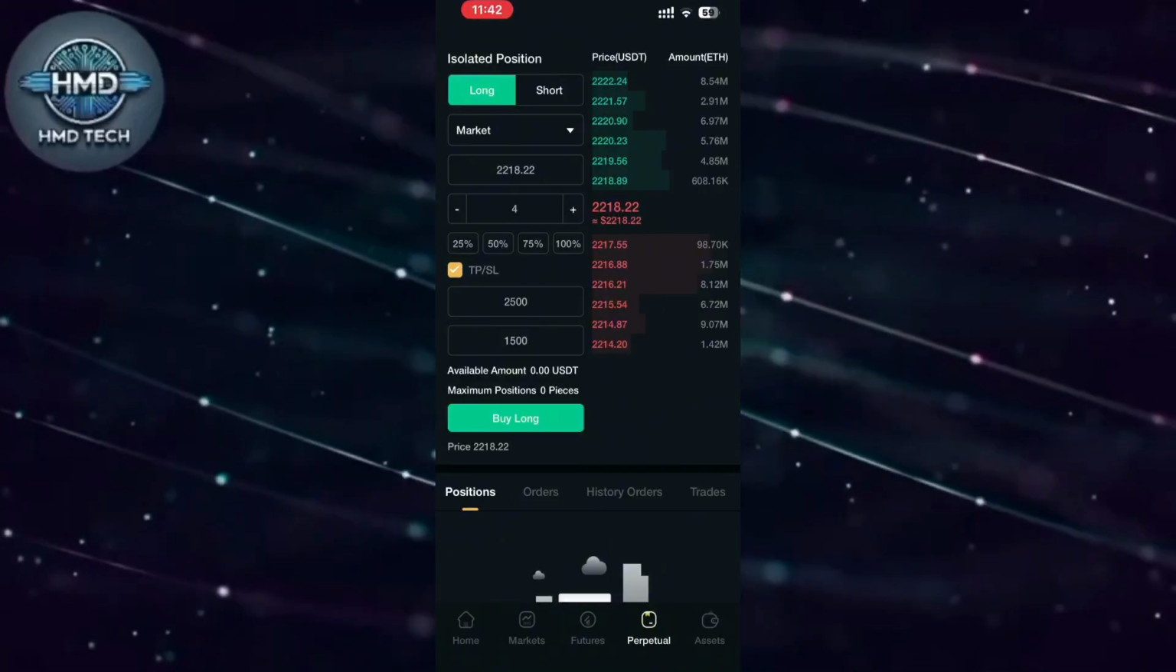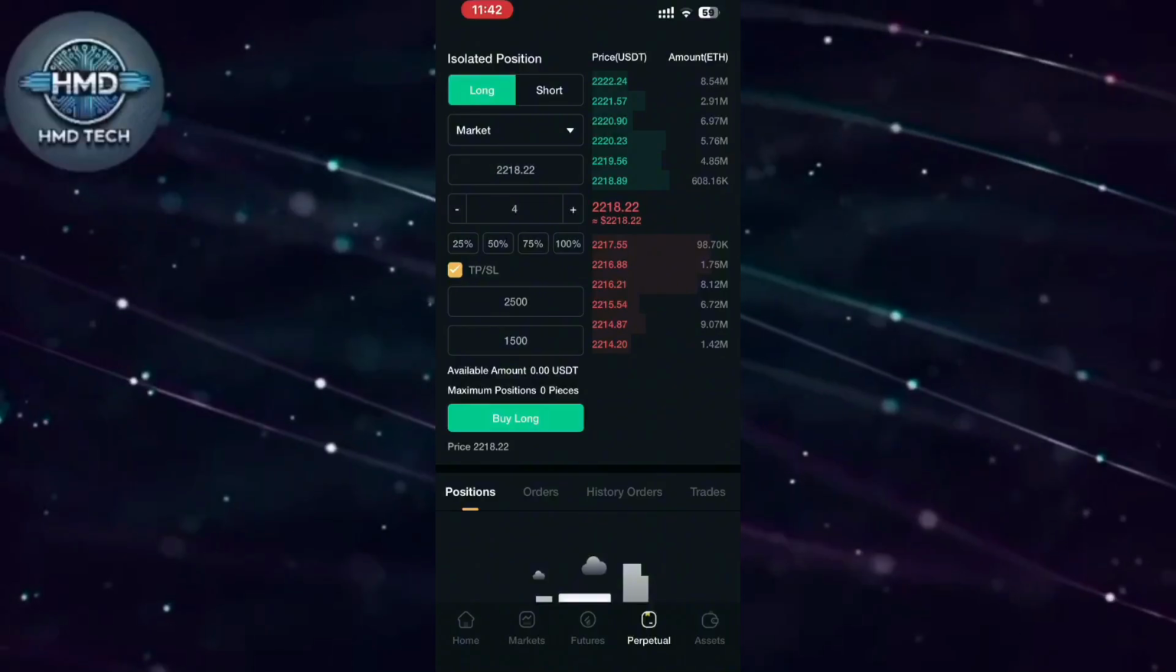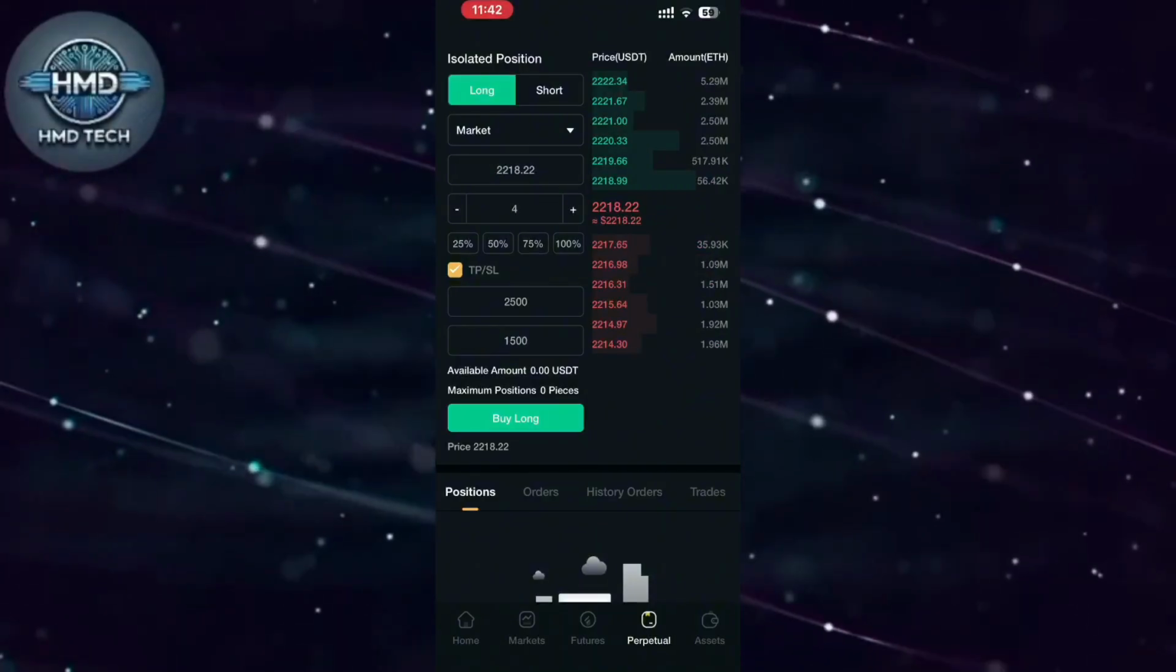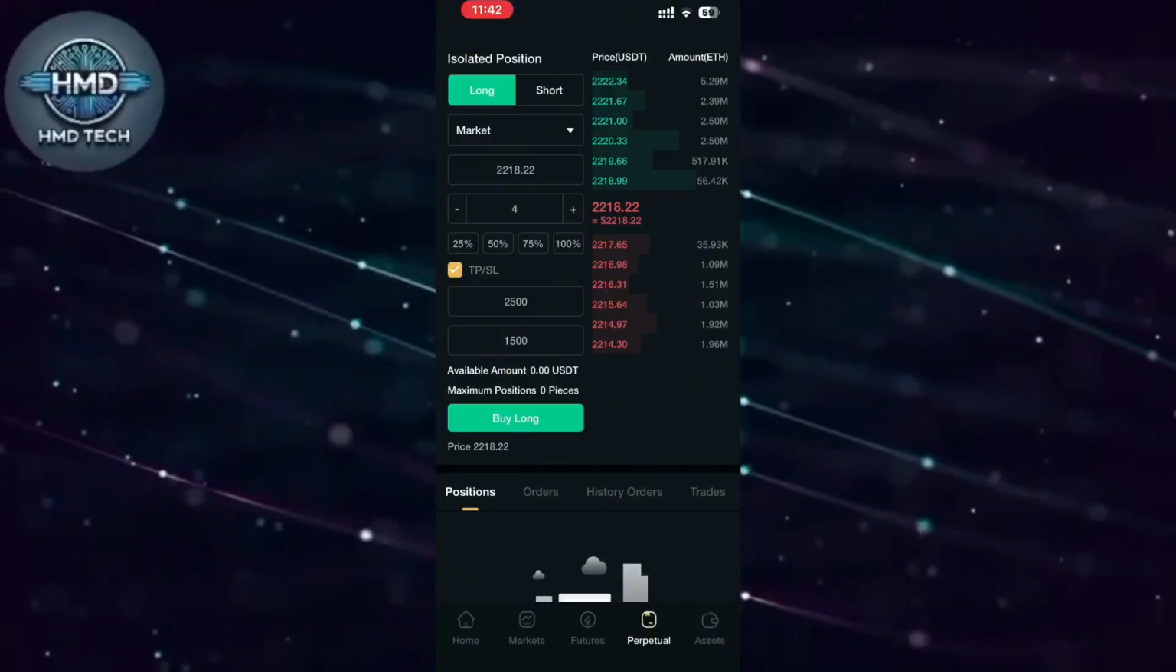The process is simple, but trading isn't. If you want to actually survive and grow, focus less on clicking buttons and more on managing risk. Because one good habit, like always using stop loss, can save your account. So that's how you do it.